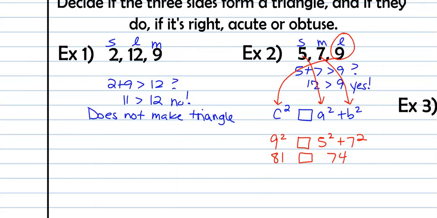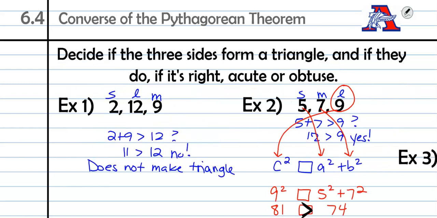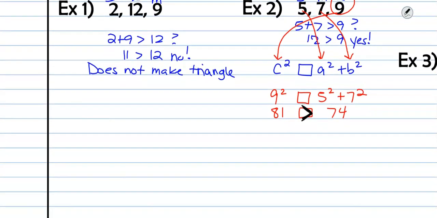Okay, so now you decide which inequality sign goes in there, or is it an equal sign? Remember all the way back from like elementary school? Alligator eats the bigger number. So alligator is going to eat the 81. And then if we look back really quick to this one right here, we just did this symbol. Therefore, it is an obtuse triangle. C squared was greater than a squared plus b squared. So this would create an obtuse triangle.